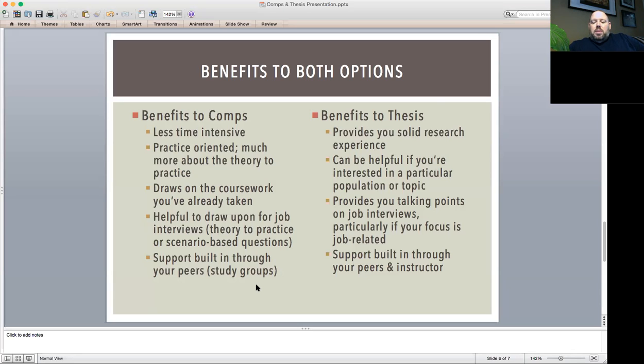Additionally, there is support built in through your peers and your instructors. So again, that 599 class has a lot of emphasis on community and getting everybody over the finish line together. And so that becomes really, really important.